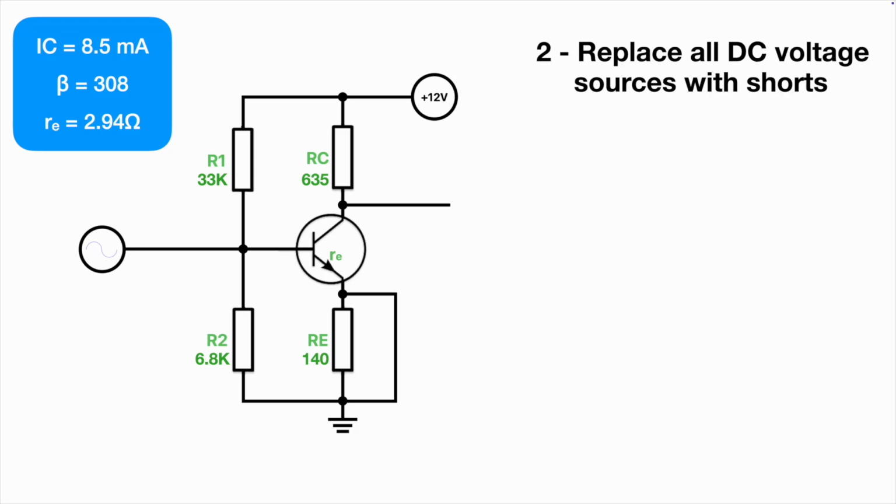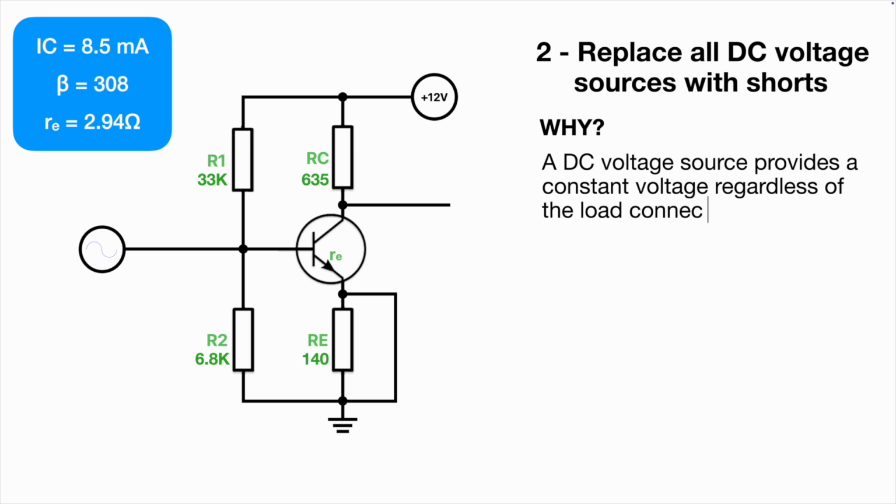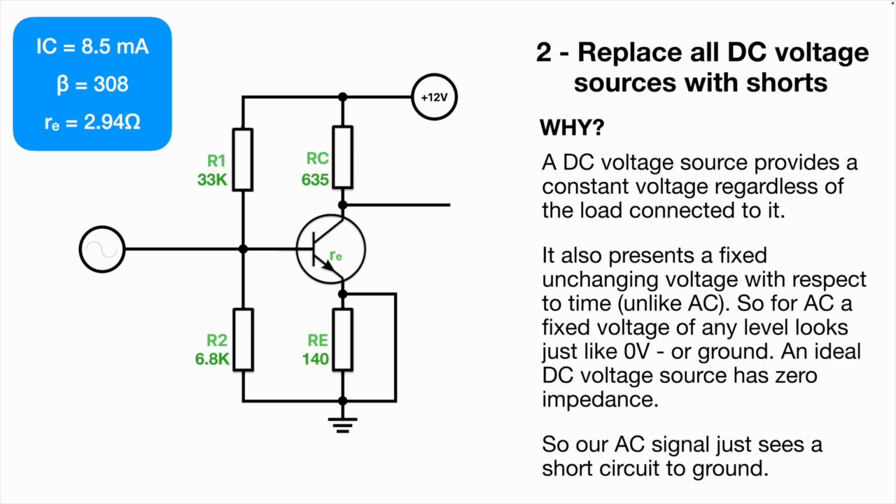Second step, we're going to replace all DC voltage sources with shorts. Now, this one takes a bit more thinking about, because you think, well, I get replacing the capacitors, but why on earth would a DC voltage source look like a short? Well, it's because a DC voltage source provides a constant voltage irrespective of the size of the load that you connect to it.